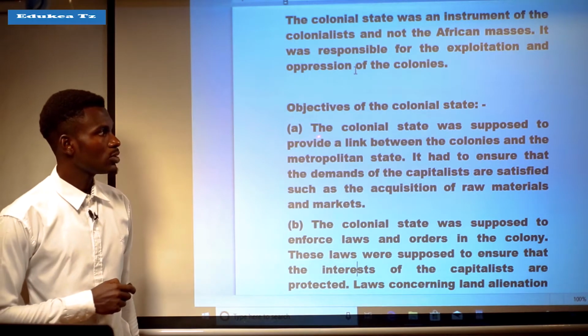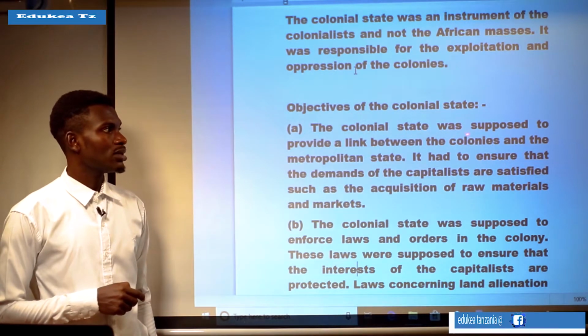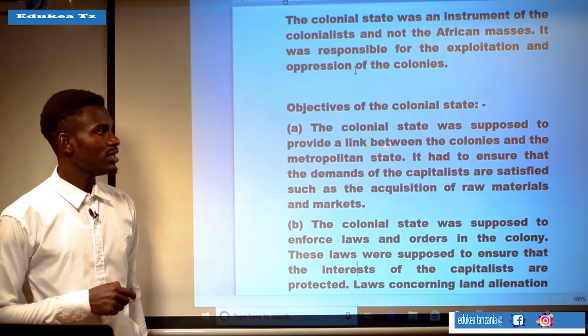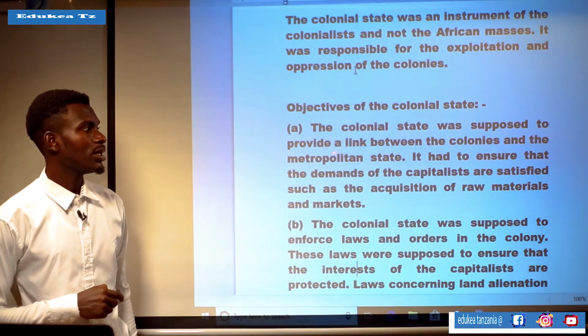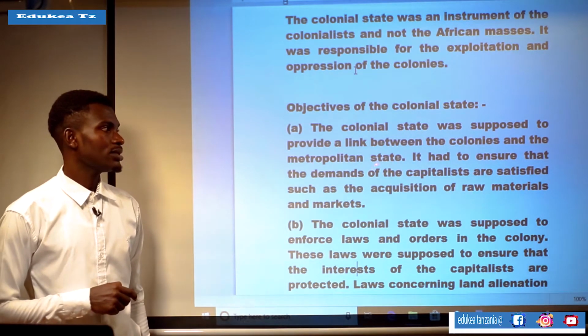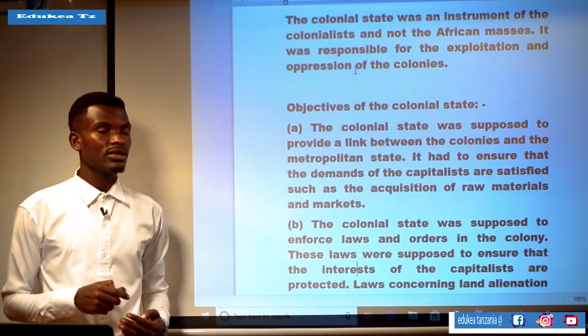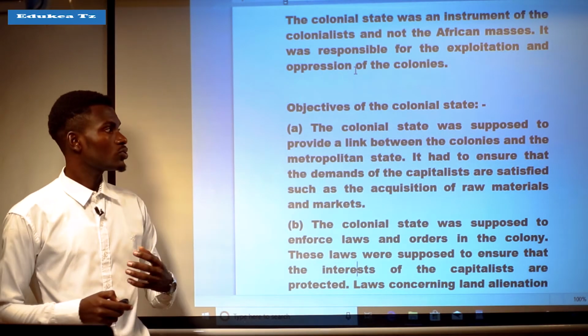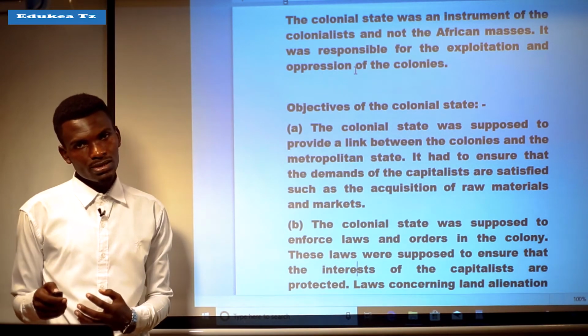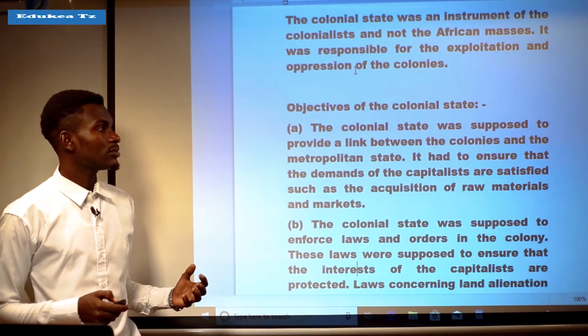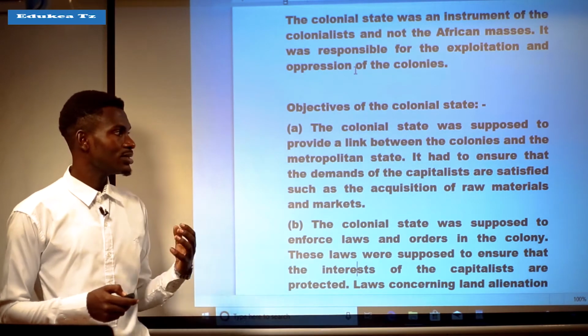The first one was that the colonial state was supposed to provide a link between the colonies and the metropolitan states. It means that the colonial state was supposed to provide the link between colonies in Africa and the metropolitan states.